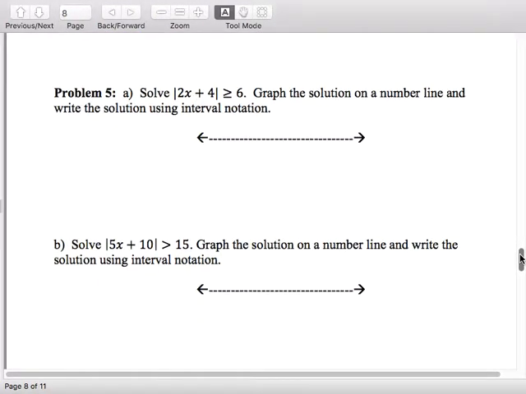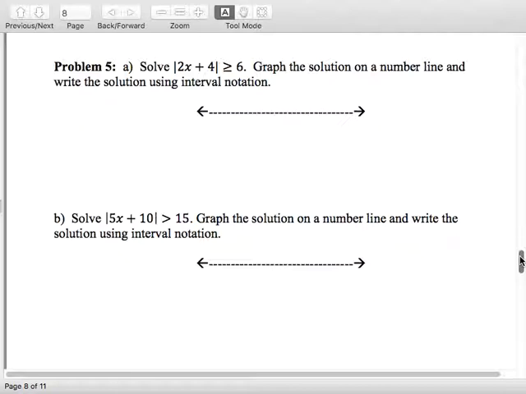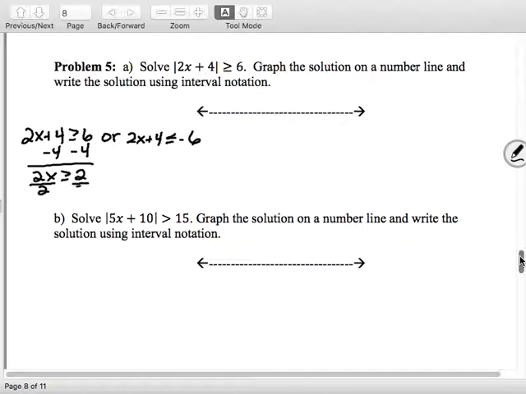Now this, I'm going to do A, then ask you to do B. This one, the inequality symbol is flipped. So this is going to go 2x plus 4 greater than or equal to 6, or 2x plus 4 less than or equal to negative 6. So GOLA, a greater is an or. But I always isolate, separate, solve. So I subtract 4 and get 2x greater than or equal to 2. Divide by 2, x is greater than or equal to 1.